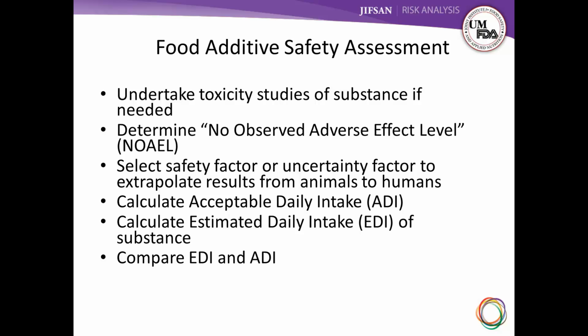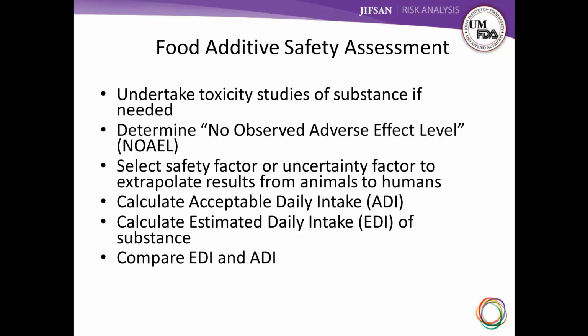So using that toxicology, you would determine a no observed adverse effect level. This is basically the largest dose of this chemical that a person could consume every day for the rest of their life and have no adverse health effects. Because that NOAL is developed based on animal data in almost all cases, we have to get from animal to humans, and we use safety factors, sometimes called an uncertainty factor, to do that.